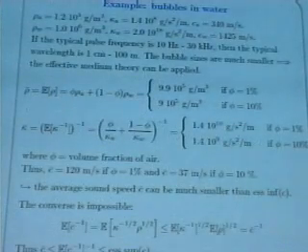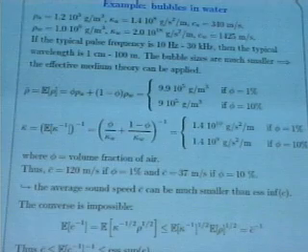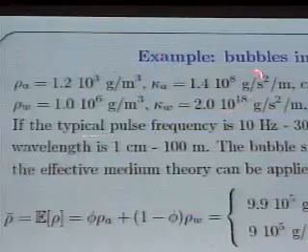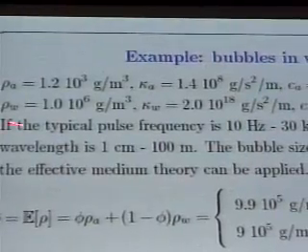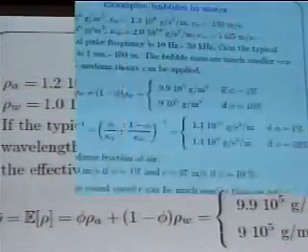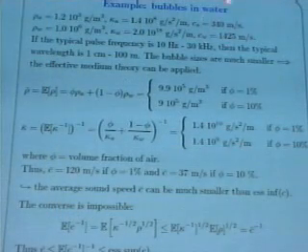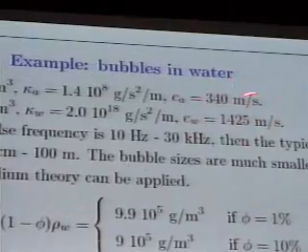So, a nice application: the sound velocity in water, in a mix of bubbles in water. So these are the physical parameters for air and water. At least you should know this one, the density of water, 1 kilogram per liter, and the three other ones you can find in books. And you get the sound velocity in air and in water.